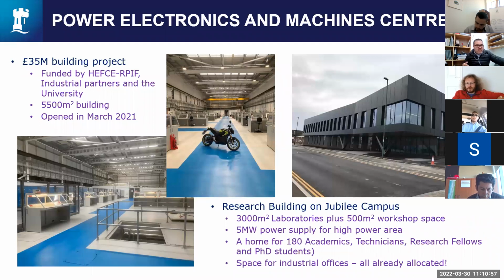I suppose one of the important things about the new building is we have a nice big new space. These photographs were taken just before we moved in. That motorbike is an electric motorbike. So of course it's allowed inside the building. Now that building is full of people and equipment. But that's giving us the home to about 180 people in the research group.